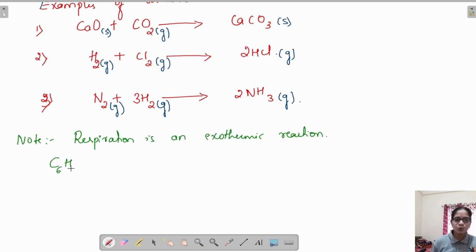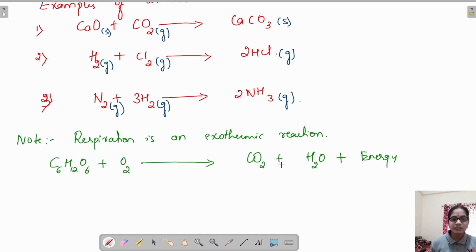What happens there? Glucose combines with oxygen to form carbon dioxide and water with the liberation of energy. So it is an example of exothermic reaction. Balance this. Okay, shall we move to the next part?